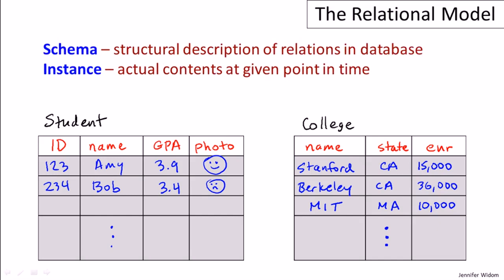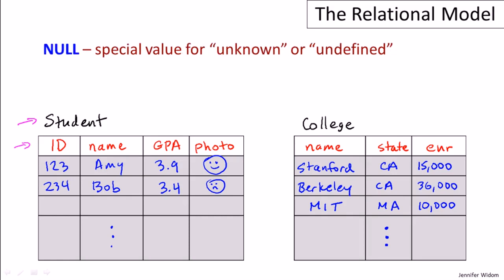Okay. A little bit more terminology. The schema of a database is the structure of the relation. So the schema includes the name of the relation and the attributes of the relation and the types of those attributes, where the instance is the actual contents of the table at a given point in time. So typically you set up the schema in advance, then the instances of the data will change over time.